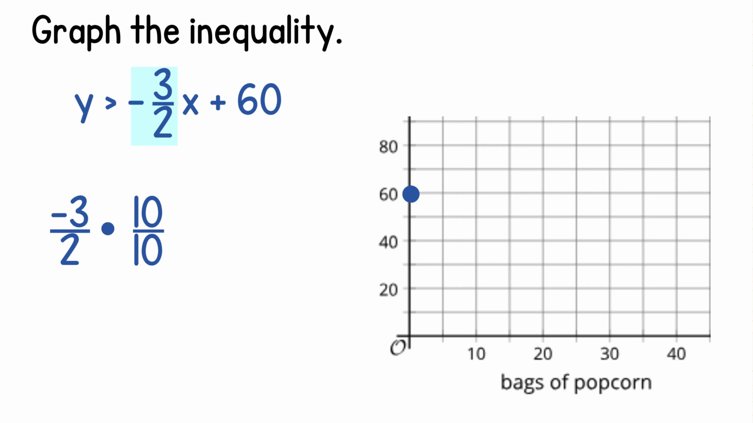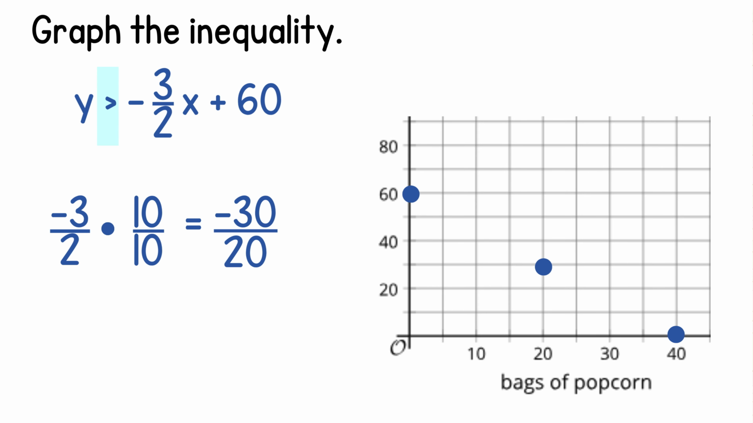since that won't change the quality of the fraction. This will give us negative 30 over 20. So now this slope will be easier to graph with the grid this big. So we'll go down 30 and over 20, and repeat that so we can see where the line is forming.